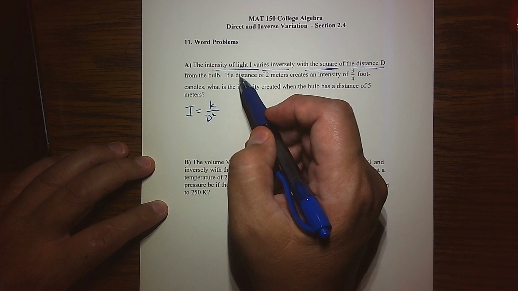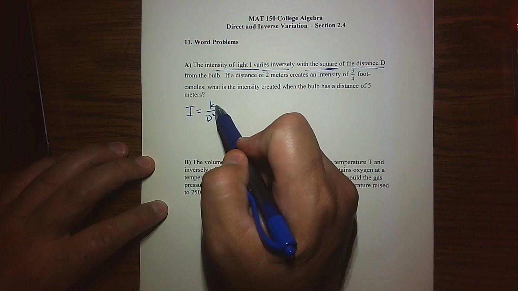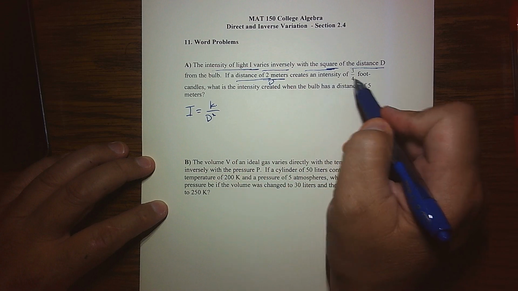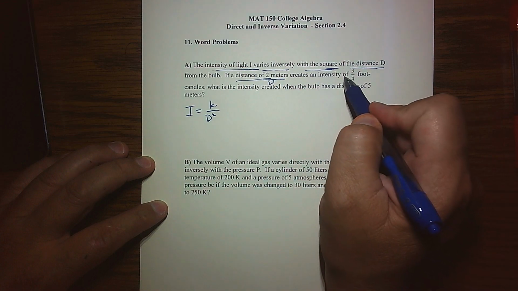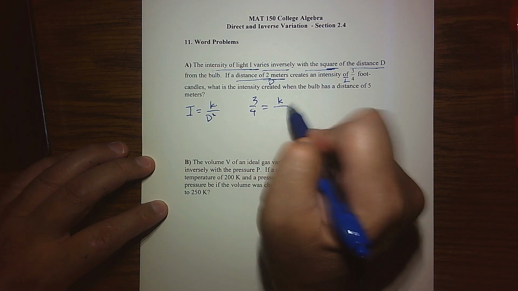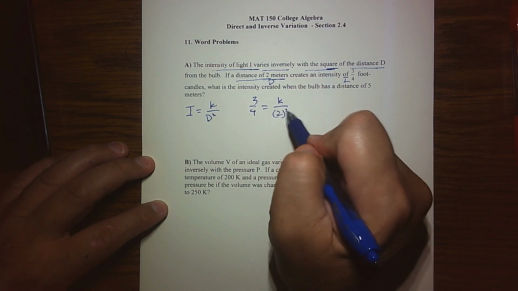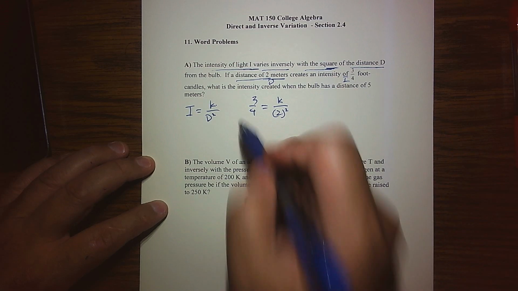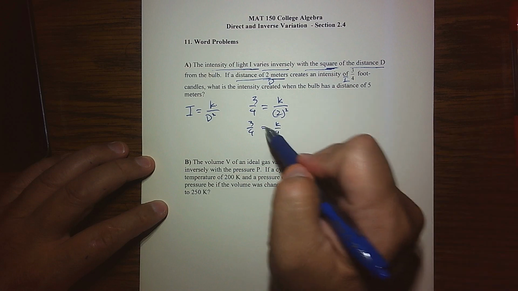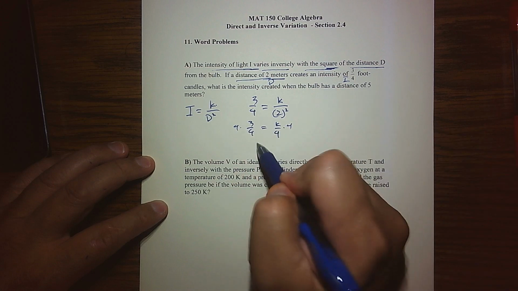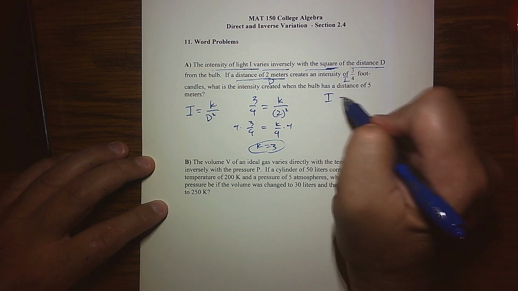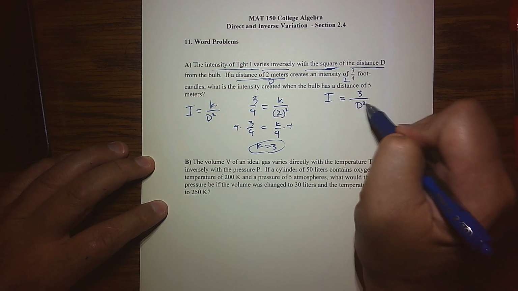Second, hopefully there's enough information to find our constant. So a distance of 2 meters, so there's d, creates an intensity of 3/4 foot candles. Well, there's your I. So 3/4 is equal to k all over 2 squared. And then putting things in motion, this is k over 4. If we multiply both sides by 4, we basically get that k equals 3. So our intensity is 3 over d squared.